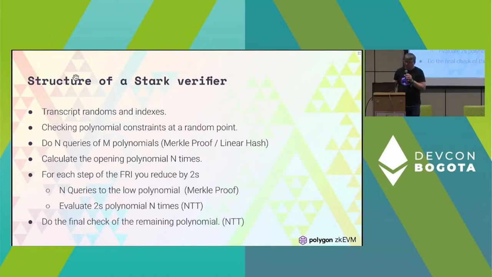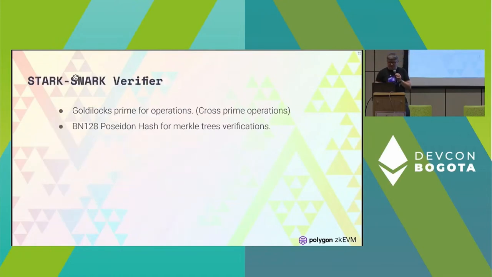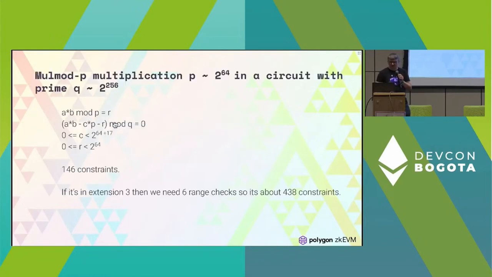So here I'm just going to jump this. The trick here is how we do this cross prime field operation. This is probably the most simple thing.